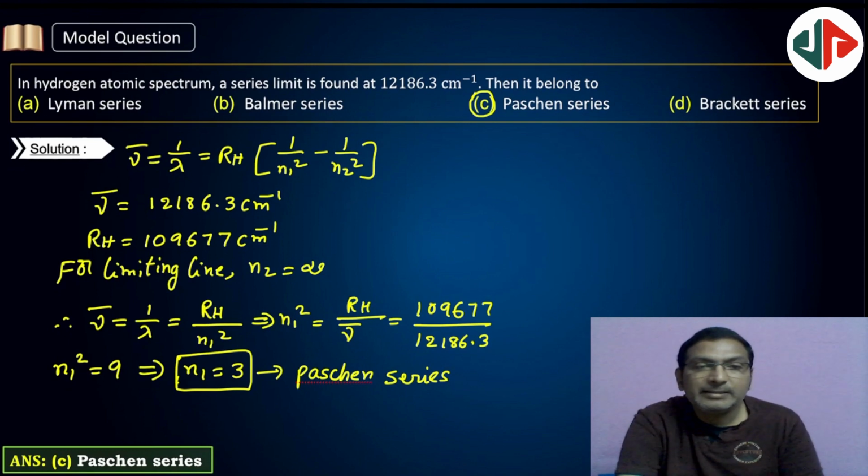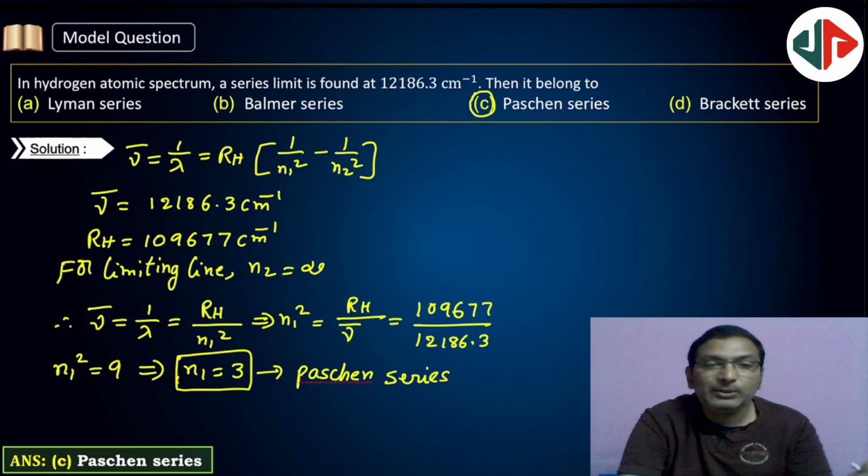So nu bar is given, RH we know. For limiting line, that means series limit, N2 will be equal to infinity. From this we got lower level value. Electron transition from infinite level to third level means Paschen series.